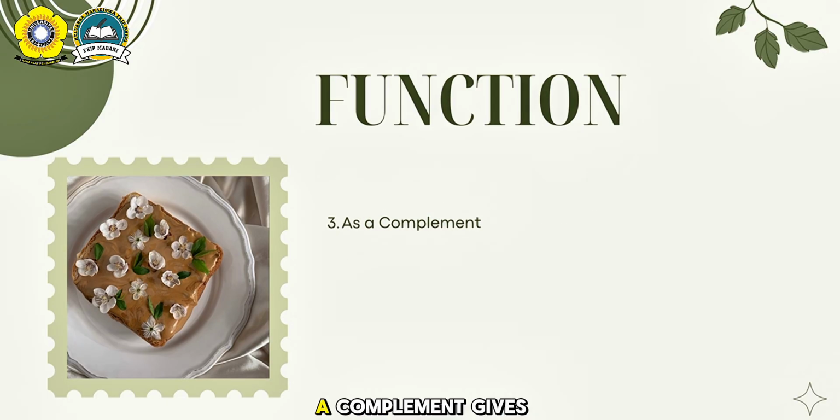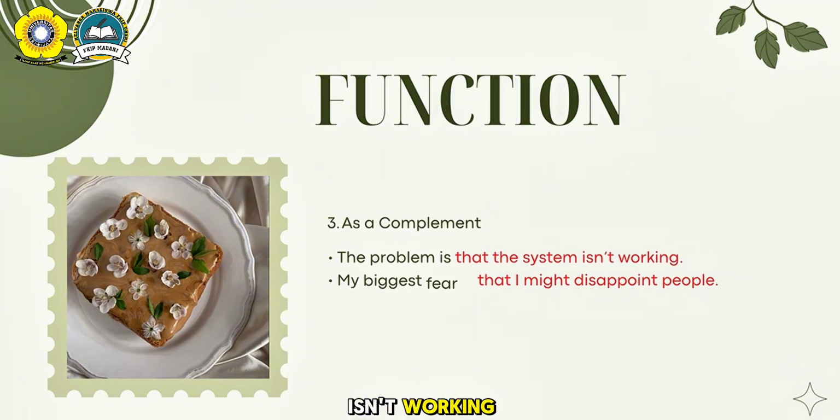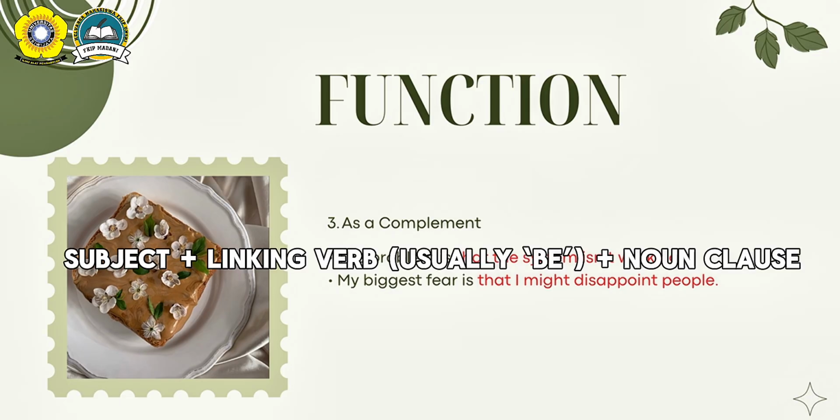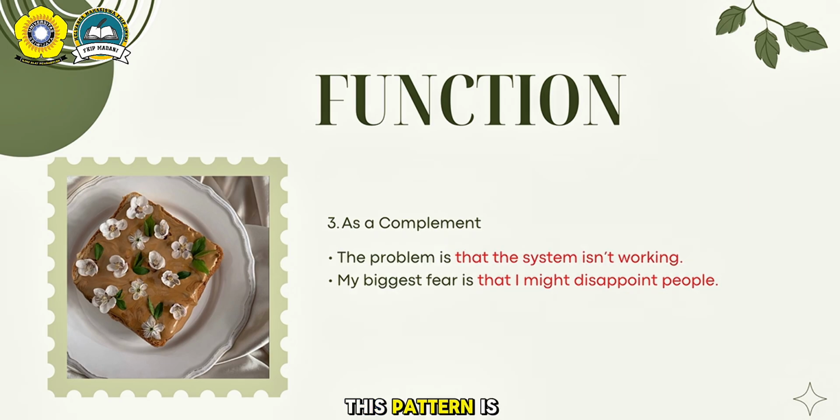And finally, a complement gives extra information about the subject or identifies it. Here, the noun clause is needed to complete the meaning of the sentence. For example, the problem is that the system isn't working. My biggest fear is that I might disappoint people. Notice the structure. Subject plus linking verb, usually be, plus noun clause. This pattern is important in formal and academic speaking.